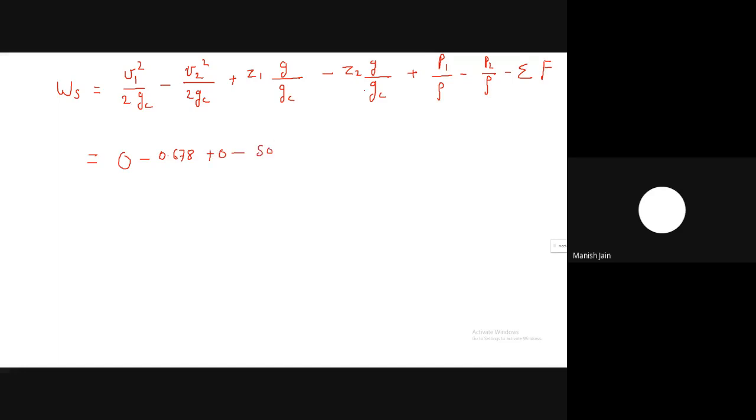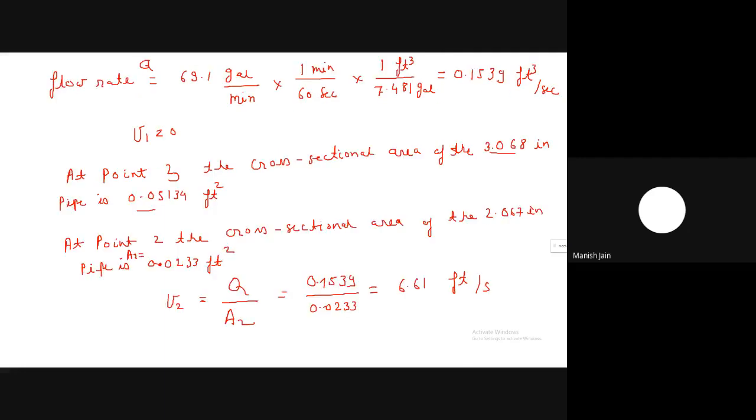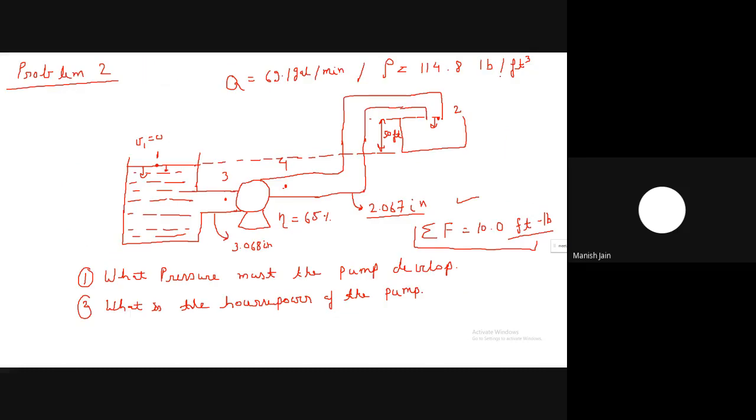So minus 50. G value is 32, GC value is 32, so that will equal 1. So it is minus 50. Now P1 minus P2. P1 value is basically 0, because at this point the pressure is atmospheric pressure. So P1 minus P2 should be equal to 0.